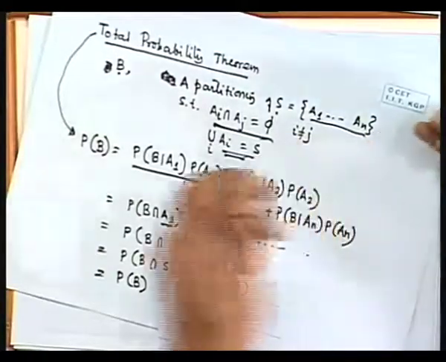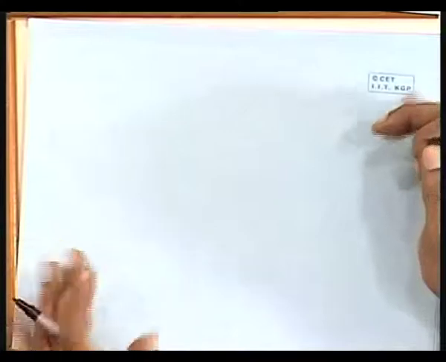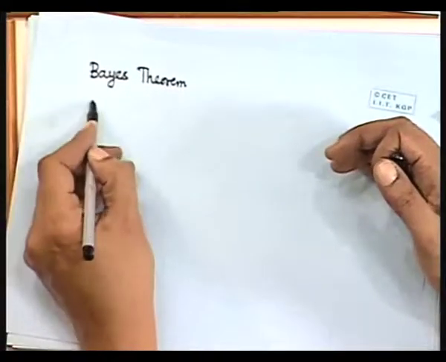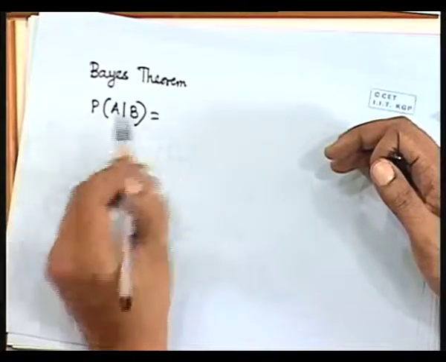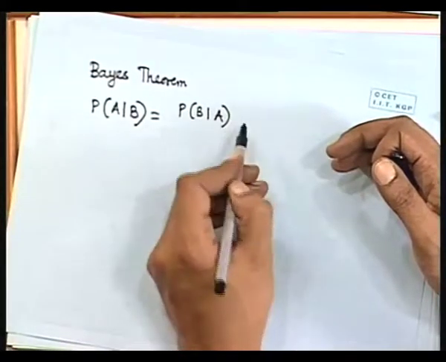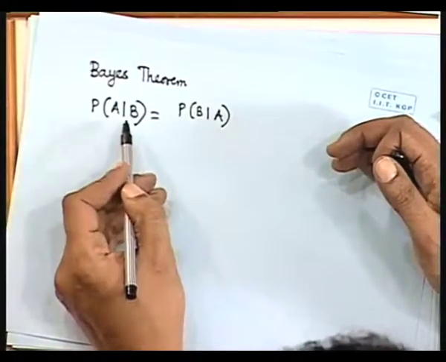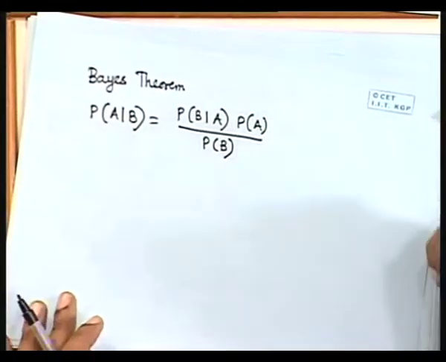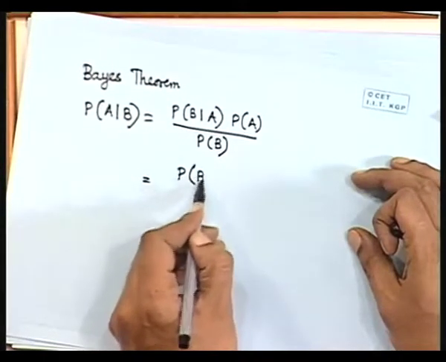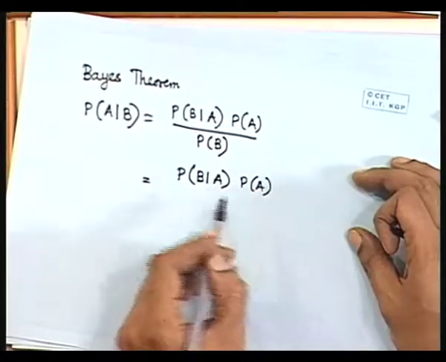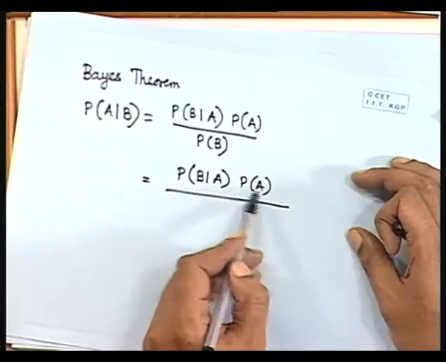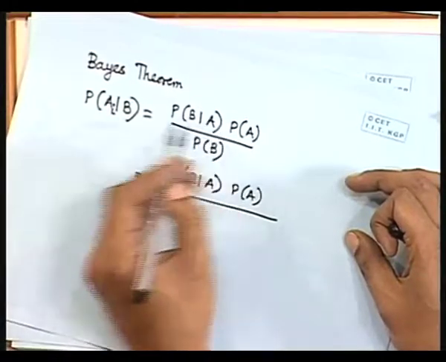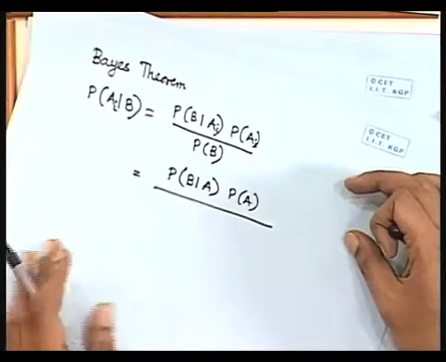So this is the total probability theorem, and based on that, and we'll end here today because you have another class, we have the celebrated Bayes theorem, which says that probability of A given B is probability of B given A into probability of A divided by probability of B. If you have n number of A's, then probability of AI given B can be written as probability of B given AI into probability of AI.